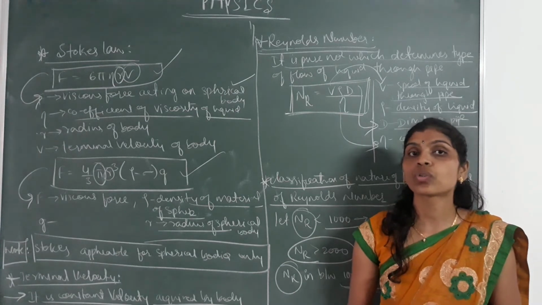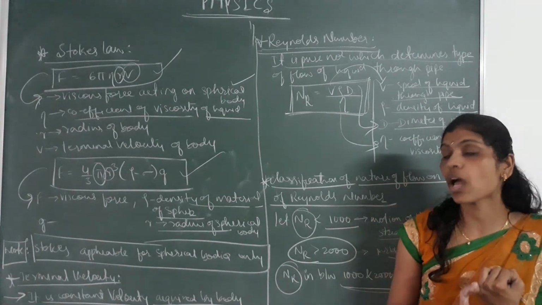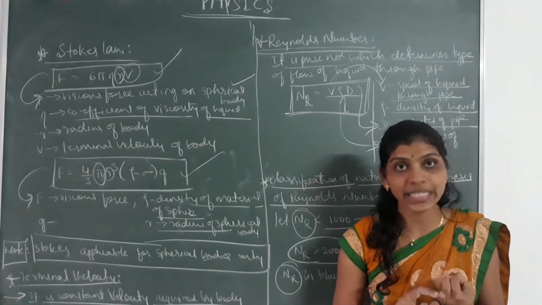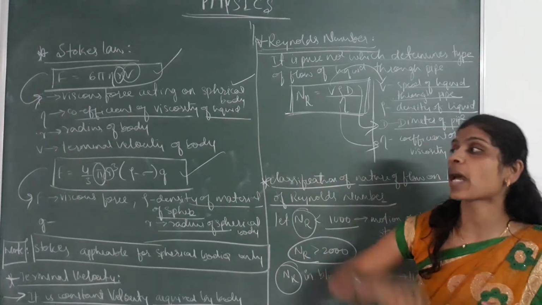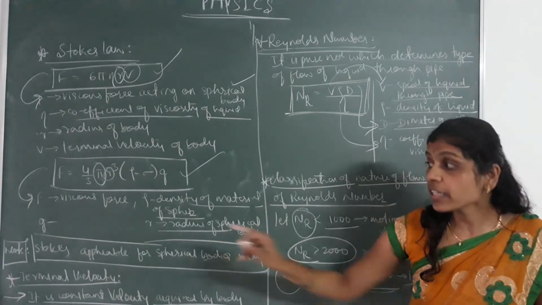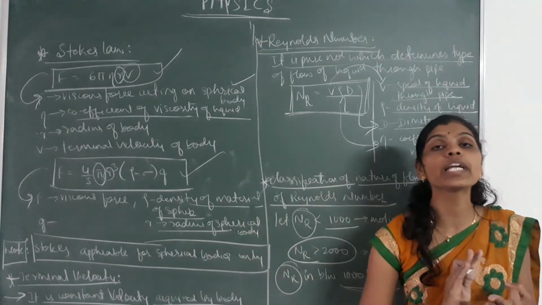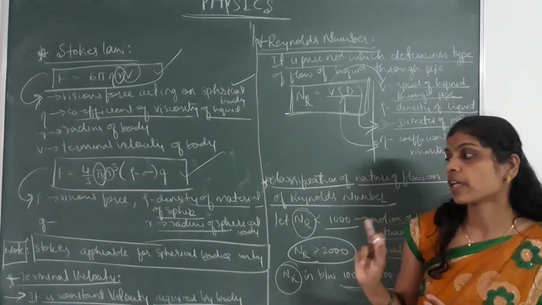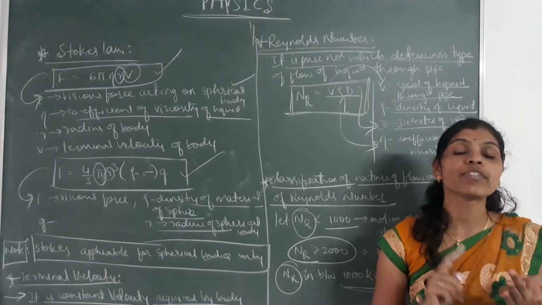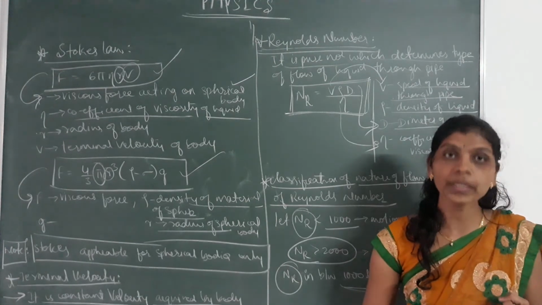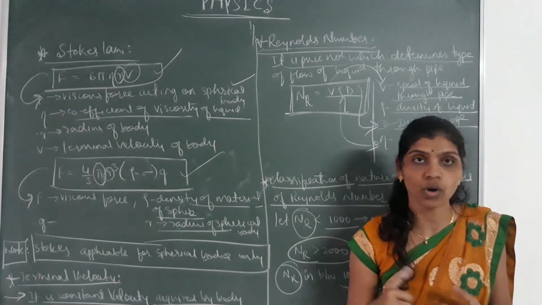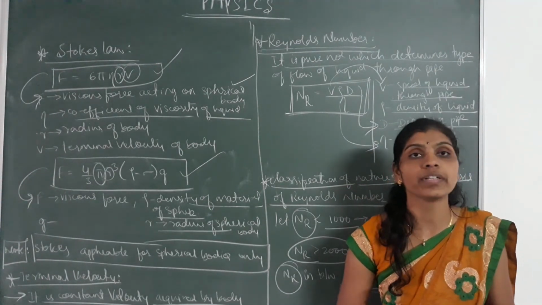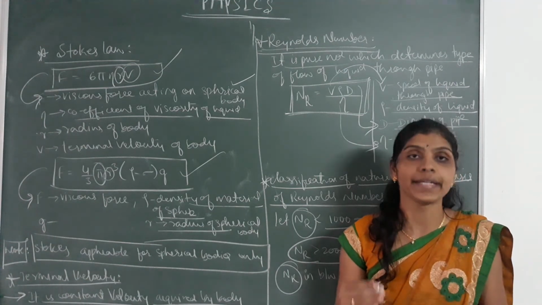So this is all about Stoke's law, how we represent it mathematically and the meaning of the terms involved in those formulas. Stoke's law is applicable only for spherical bodies. You have to remember that. We also saw the basic definition of terminal velocity and the Reynolds number concept. Based on the Reynolds number, the type of flow of liquid can be identified.